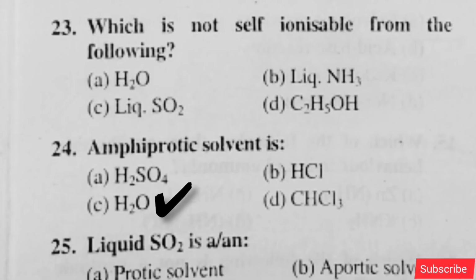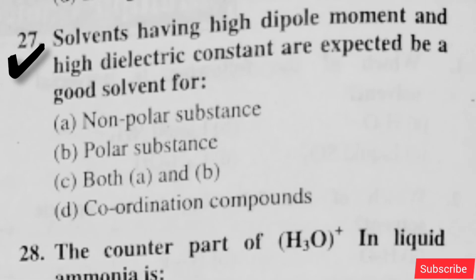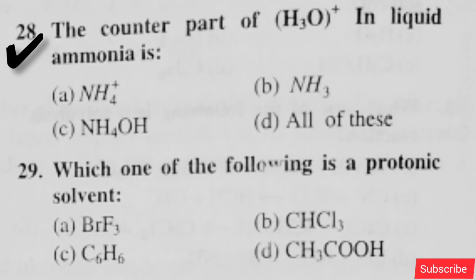Option C is right. Liquid SO2 is an. Option B is right. Liquid ammonia is poor solvent for ionic compounds because of. Option A is right. Solvents having high dipole moment and high dielectric constant are expected to be a good solvent for. Option B is right. The counterpart of H3O plus in liquid ammonia is.